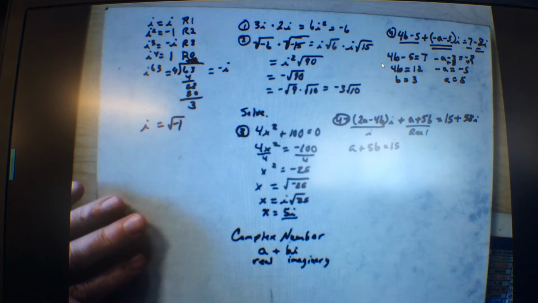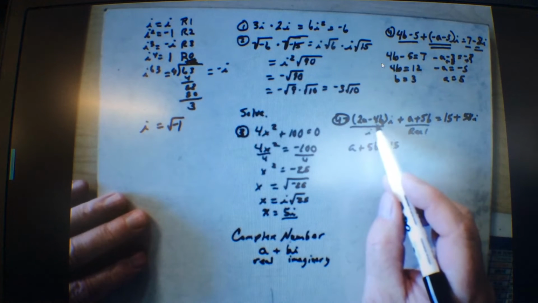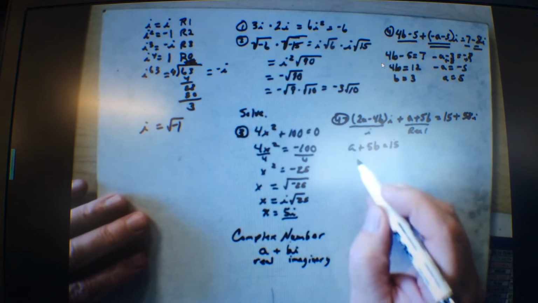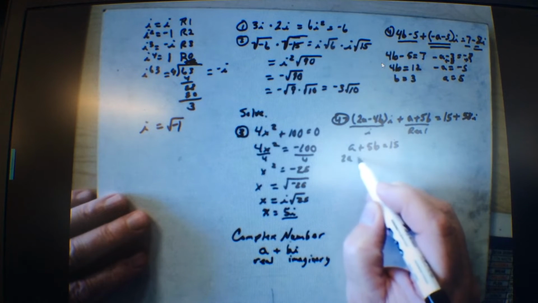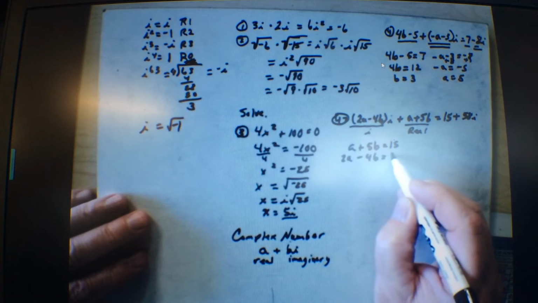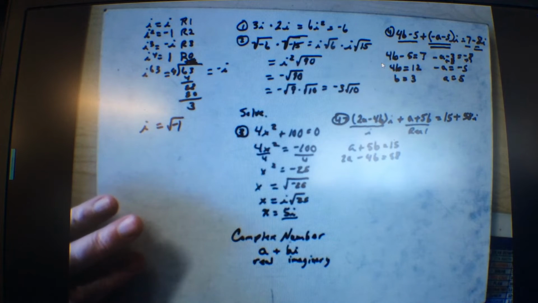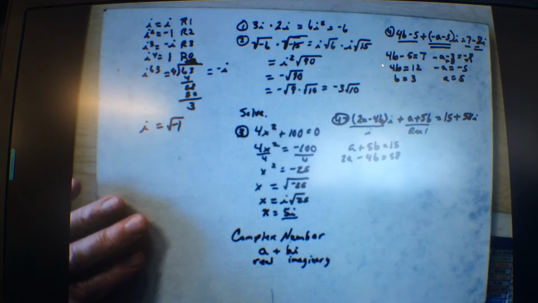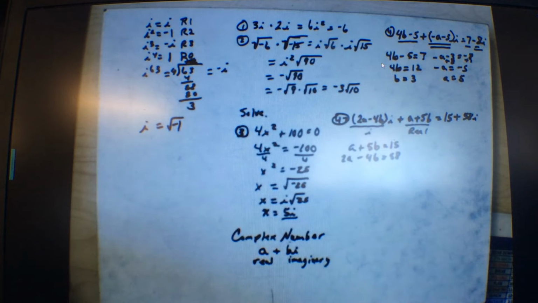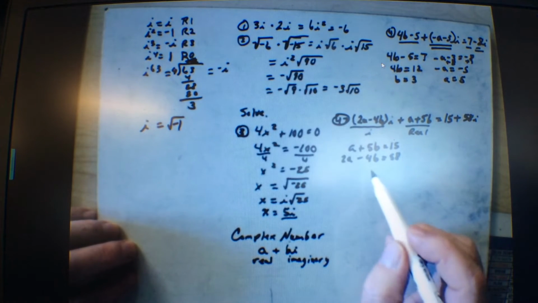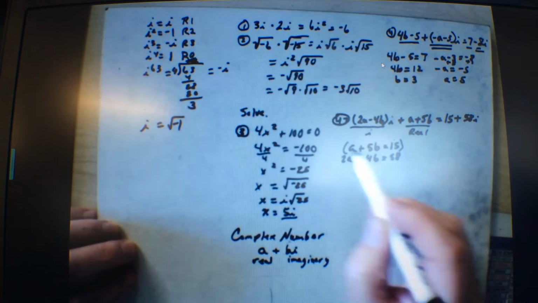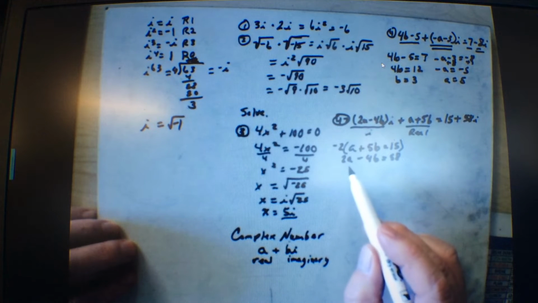2a minus 4b, so 2a minus 4b equals 58. Now, the reason I put them like that is you have two variables that you have to solve for, and there's different ways to solve for them. We can use the graphing method, we can use substitution, we can use elimination. I'm going to use elimination. I'm going to multiply the top one by a negative 2 so I can cancel the a's.